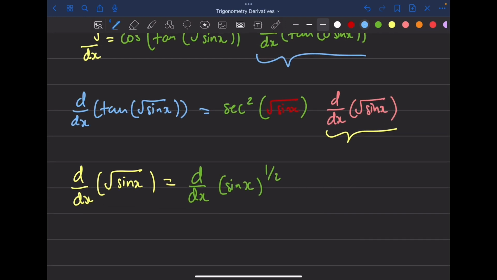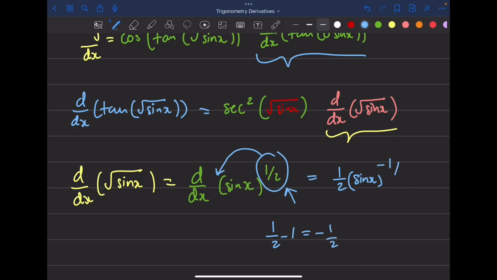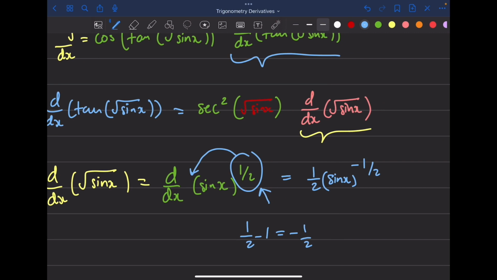So how would you find the derivative of this? First, you bring the 1/2 down. So you'd end up with 1/2 multiplied by sine x to the power of, you always decrease the exponent by 1. So what is 1/2 minus 1? This is equal to -1/2. So this would be to the power of -1/2. And then chain rule once again, multiply by the derivative of whatever's on the inside. In this case, the inside is sine x. So what is the derivative of sine x? It is cosine x. So multiplied by cosine x, and we are done.